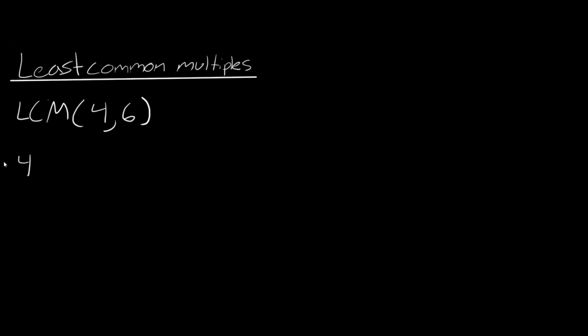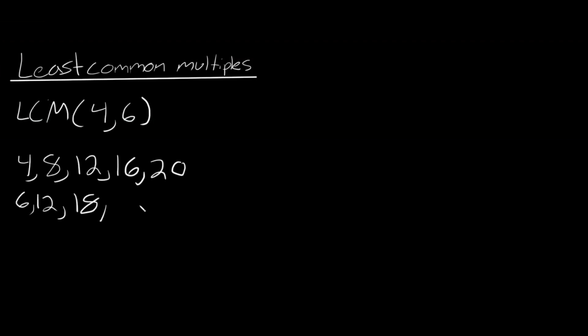So this will be 4, and I'll write commas here. So 4, 8, 12, 16, and then 20. And we'll do the same thing for 6. So we'll have 6, 12, 18, 24, 30. And we see here the first one that we find that is the same is 12, and that's a poor circle, but you get the idea, it is 12. So this is a very simple, straightforward way to find the least common multiples, and I'll show you a better way in just a moment.